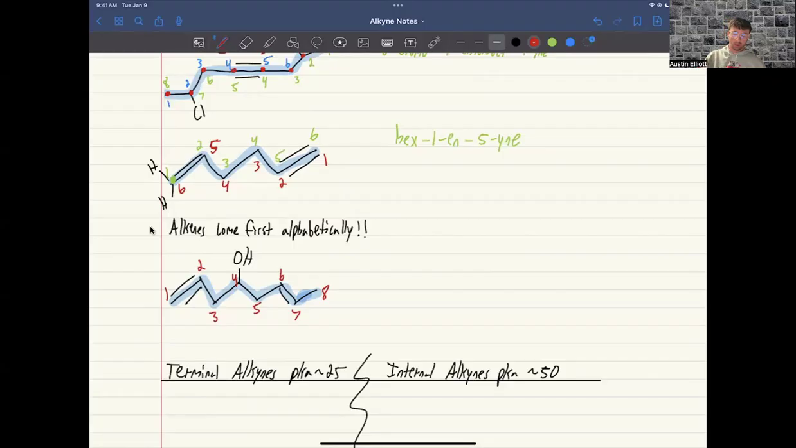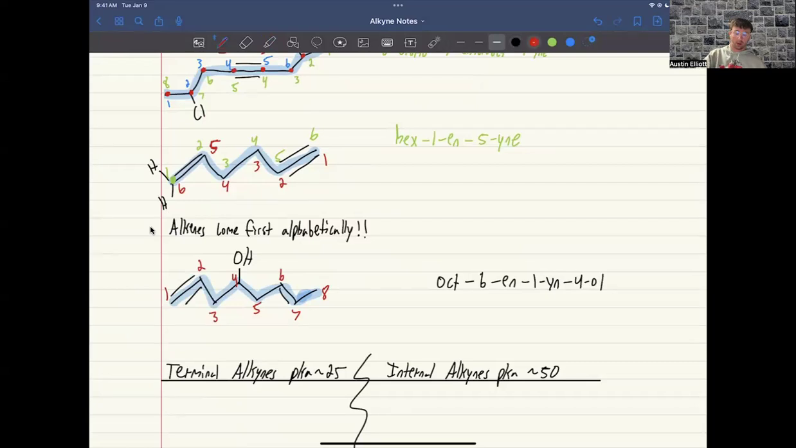So naming this one, our parent chain is oct. So it's going to be oct. And then that double bond is on the six. So it's going to be six ene. Triple bond is on the one. So one ine. Since we have an alcohol, we're going to drop that E right there. It's going to be four dash all.